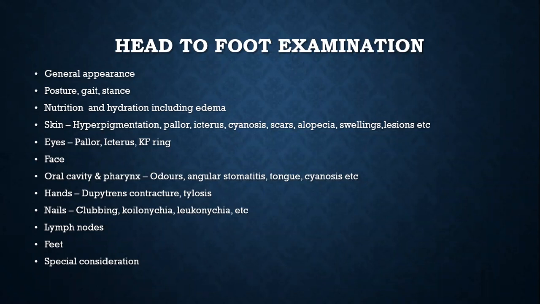Any eye changes such as pallor, icterus, KF ring. The face should be looked for. This is not important in the gastrointestinal system, but more important in cardiology, to look for any deformities in the face, the oral cavity and pharynx, any abnormalities in hands, any abnormalities in nails, then lymph nodes, feet, and some special things to look for in examination. I will explain each of this in relevance to the GIT.